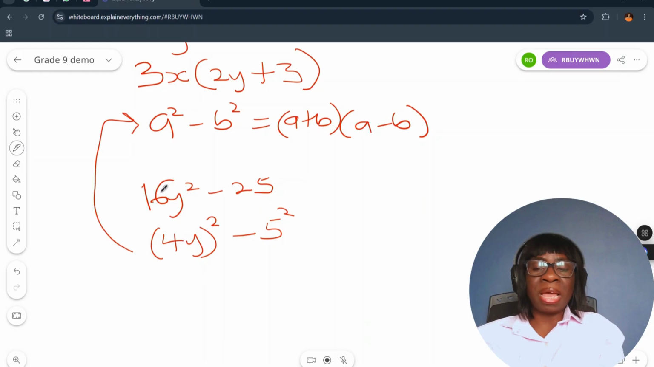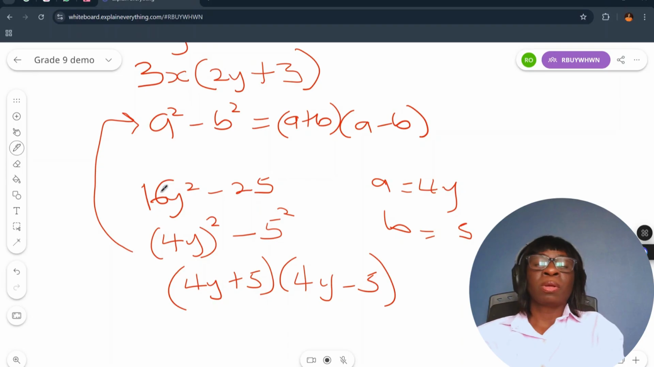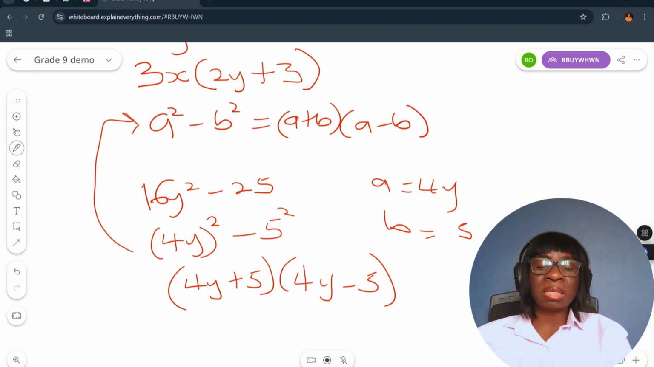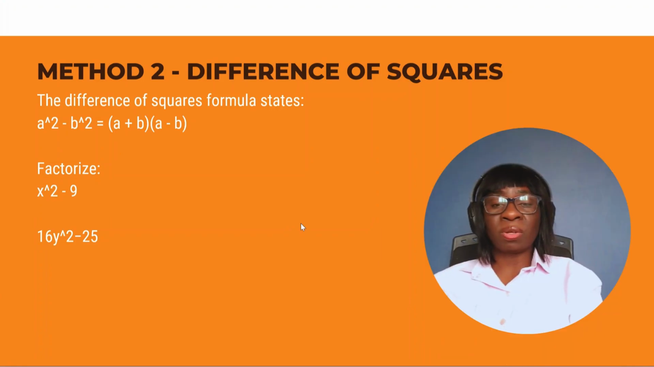So now our a is 4y and the b is 5. We have a squared minus b squared equals a plus b, a minus b. So that means 4y squared minus 5 squared would give 4y plus 5 brackets and then 4y minus 5. This is how to factorize difference of squares.